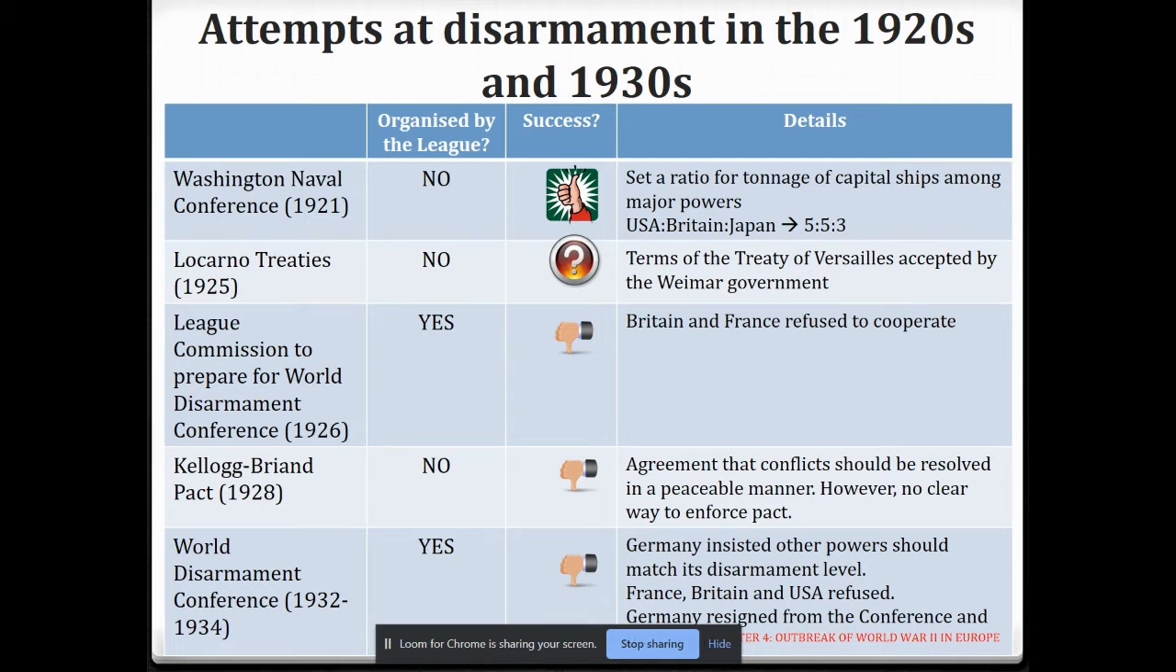The first one that you absolutely need to remember to use as an example is the Washington Naval Conference. Unfortunately, it wasn't organized by the League. It was a success, and what it did was set the ratio for the tonnage of capital ships, a limitation among the major powers. It was in this particular ratio, 5:5:3, among USA, Britain and Japan respectively. So USA and Britain each have a ratio of 5, and Japan has a ratio of 3.